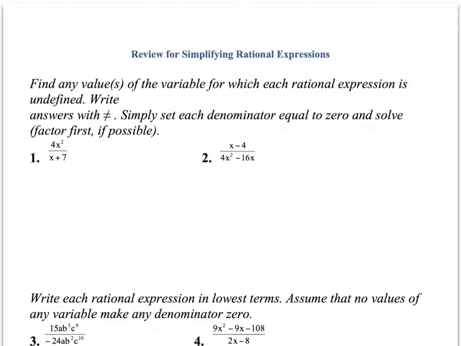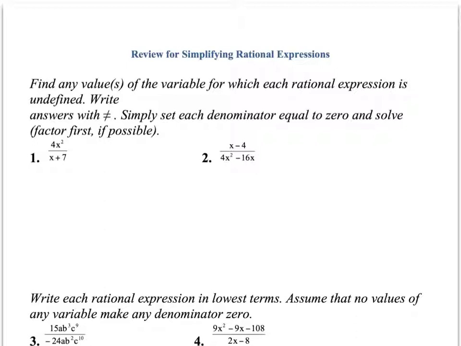So if you are asked to find any values that would make a rational expression undefined, it simply means set that denominator equal to 0. Whatever you come up with, those are the values of x you cannot use. It would make it undefined. Now, if your denominator can factor, you'd want to factor it first and then set each factor equal to 0 and solve. But in this first example, we have x plus 7 in the denominator.